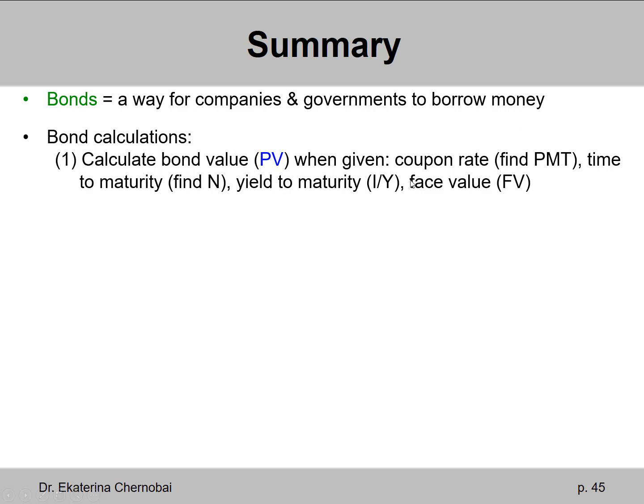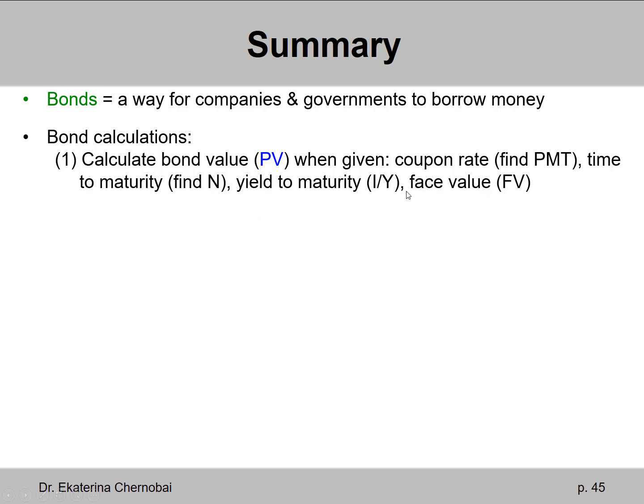For that, we need to know the coupon rate that allows us to find the coupon payment, the PMT, in the financial calculator. The time left to maturity, so between today and when the bond will mature. That allows us to find the number of coupon payments, or N. Yield to maturity, that's another term for discount rate or interest rate. We also refer to it as the nominal interest rate in this chapter. That's IY in the financial calculator.